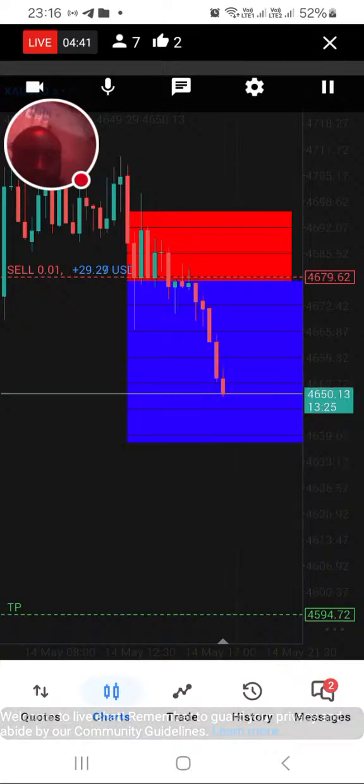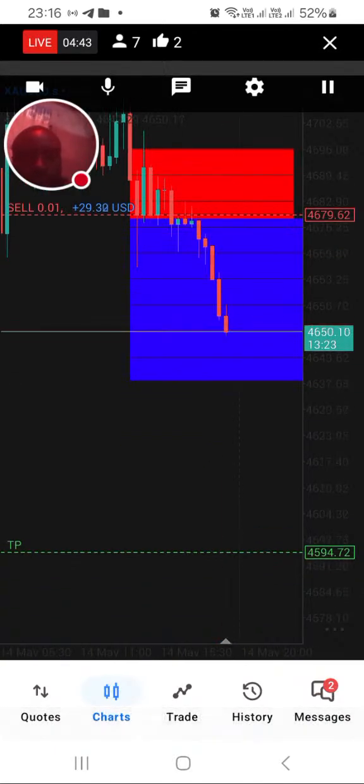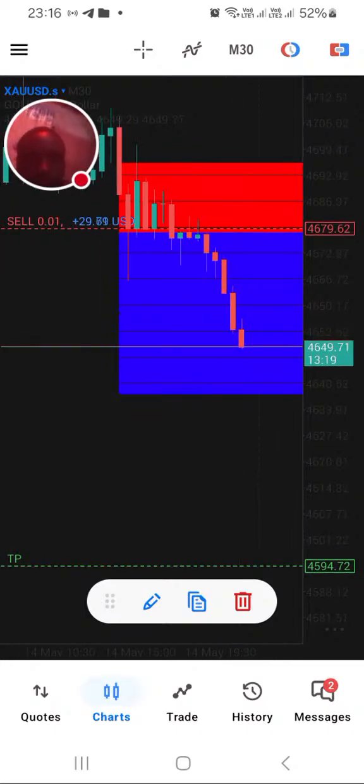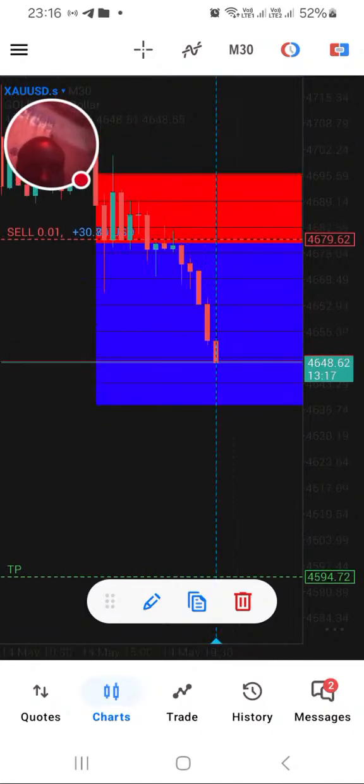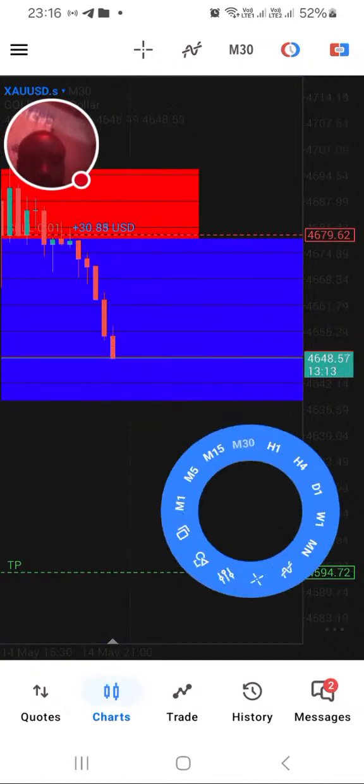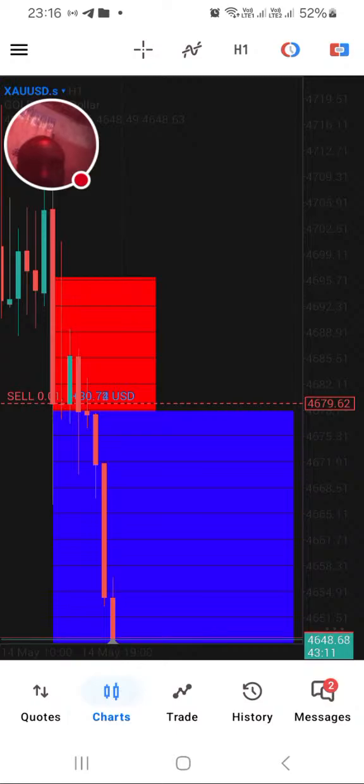All right, guys. So this is my plan. I'm waiting for the market to drop to that level. In fact, let me see in the comment section. Will it drop to that level? What are you seeing yet?